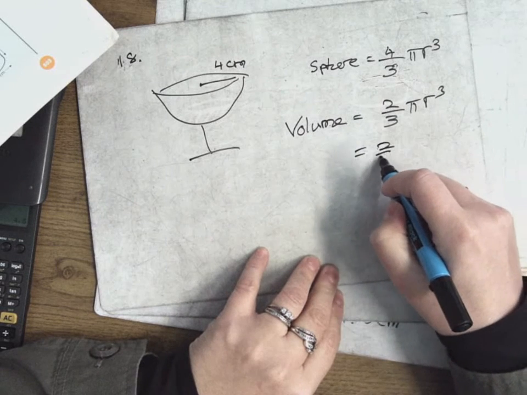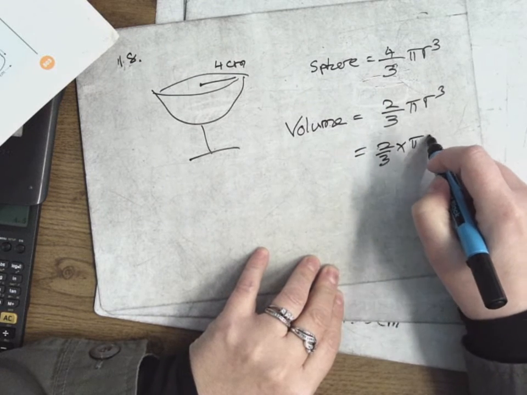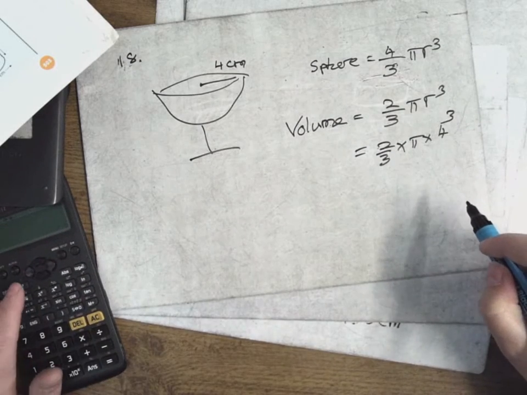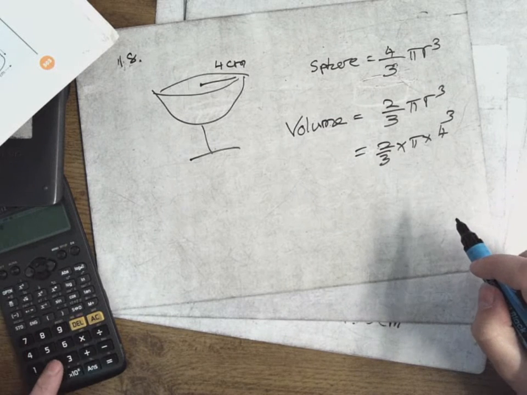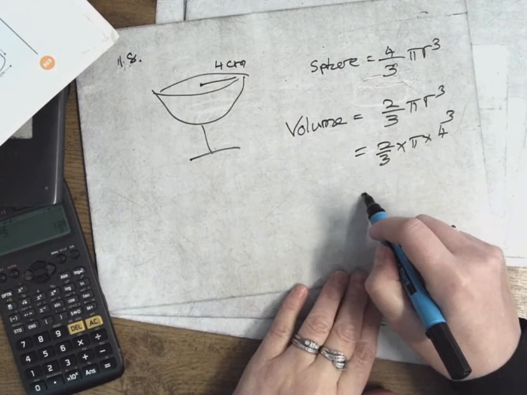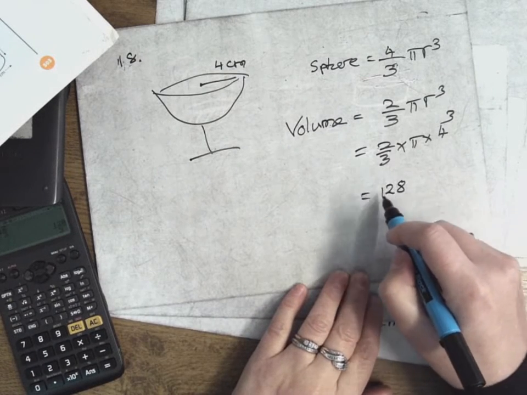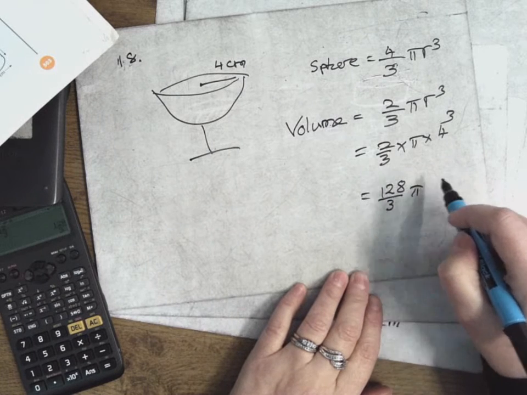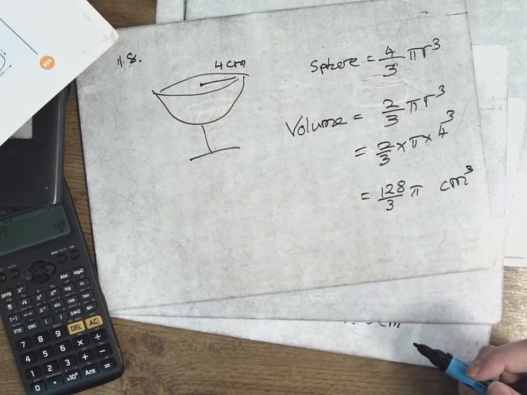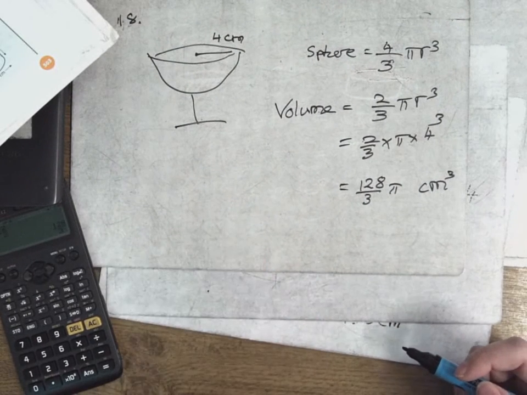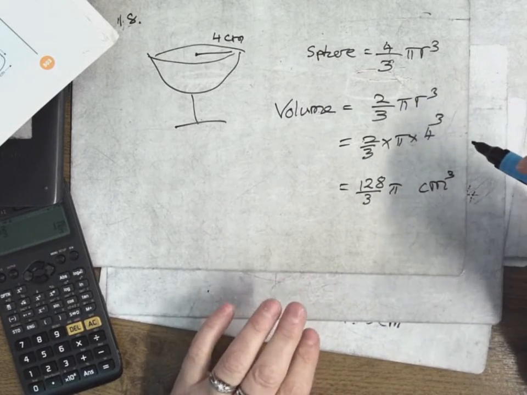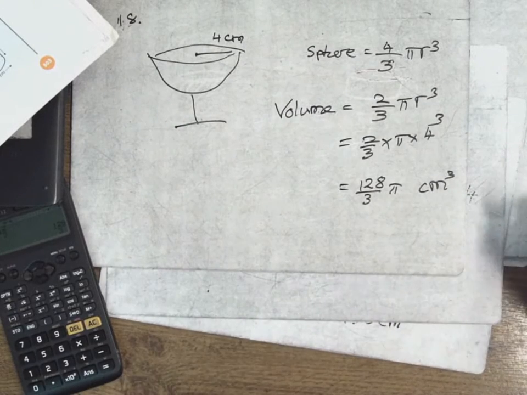So fill in what you can. It's 2/3 multiplied by pi multiplied by 4 cubed. They said in terms of pi, so that's the first answer your calculator will give you. Multiplied by 2/3 equals 128/3 pi. And put a unit on it as well, cm cubed. If you take the normal sphere, do 4/3 multiplied by 4 cubed, and then divide by 2 at the end, you'll still get the same answer.